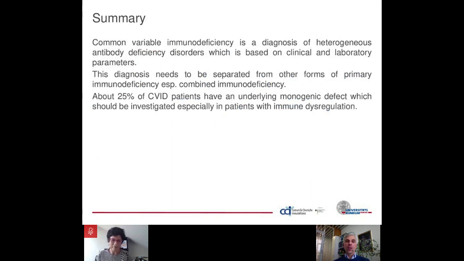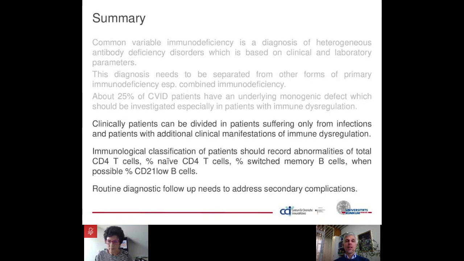Now, to come to a conclusion, common variable immunodeficiency is a diagnosis of very heterogeneous antibody deficiency disorders, which is, in my eyes, based on clinical and laboratory parameters. This diagnosis needs to be clearly separated from other forms, especially combined immunodeficiency. 25% of our patients do have monogenic underlying defects, and they should be investigated, especially in patients with immune dysregulation. Clinically, patients can be divided into complex and infection-only patients. Immunologically, we divide them on the basal phenotyping or the CD4 cell phenotyping. I mentioned the main populations important in this.